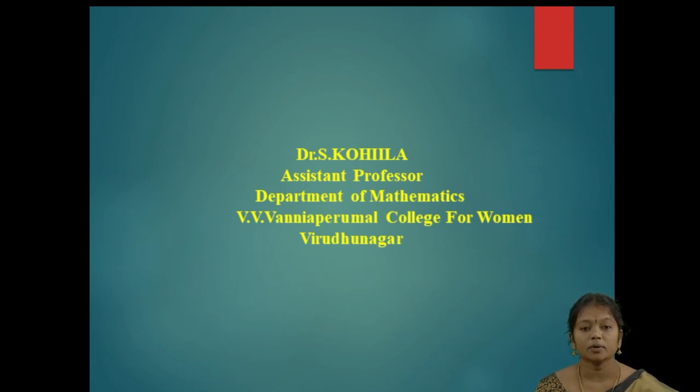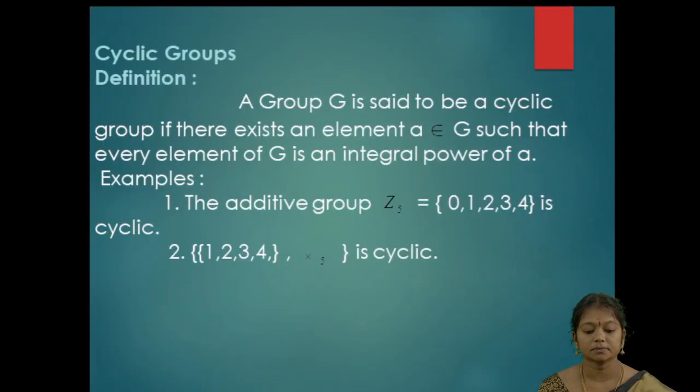In this session, I am going to take a topic on cyclic groups. A group G is said to be cyclic if there exists an element a belonging to G such that every element of G is an integral power of a. Example, the additive group Z5, which contains 5 elements 0, 1, 2, 3, 4. This additive group is cyclic.